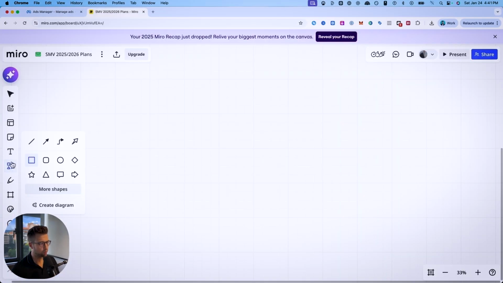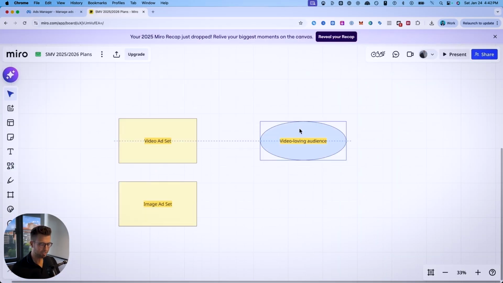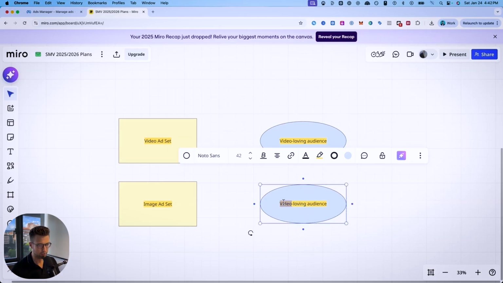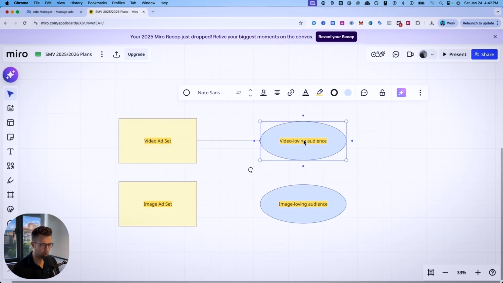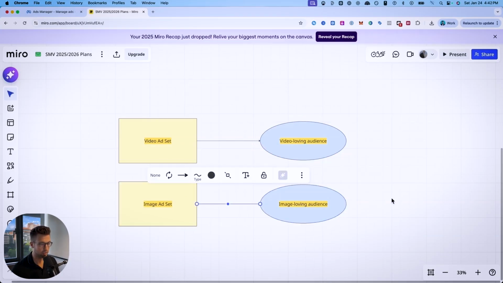However, I want to show you one really important thing to consider, the video ad set, and then we have the image ad set. And what we need to consider is we actually have two different audiences here. I'm going to call the first audience the video loving audience, and the second audience is going to be the image loving audience. Now, as you can guess, the video ad set is going to resonate with the audience that loves videos. The image ad set will resonate with the audience that loves images.